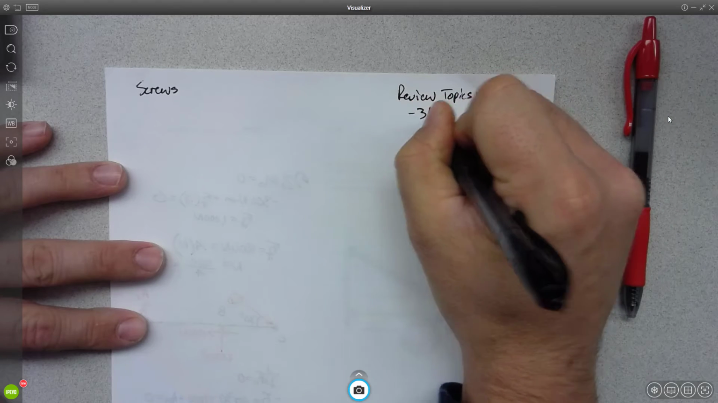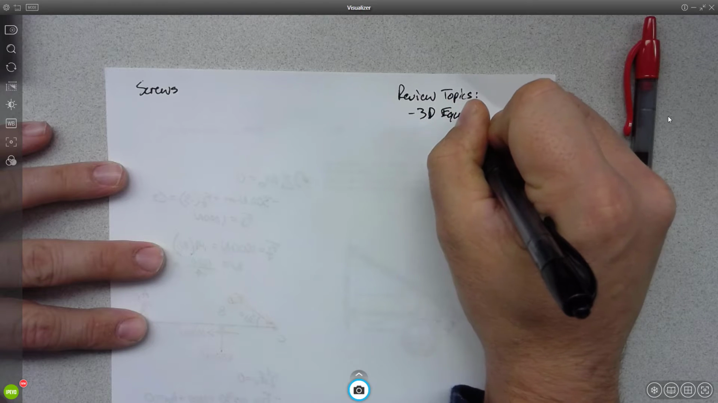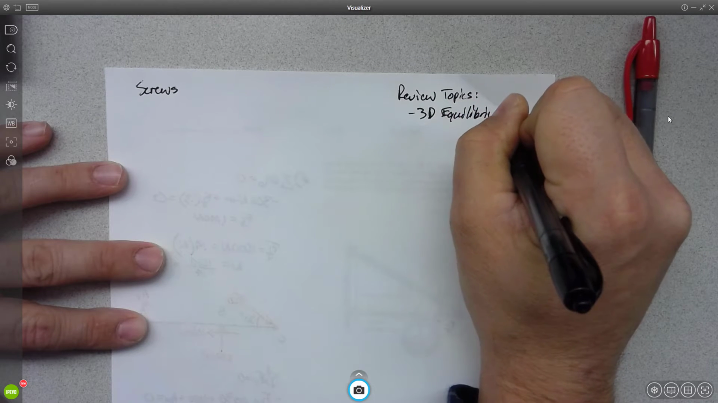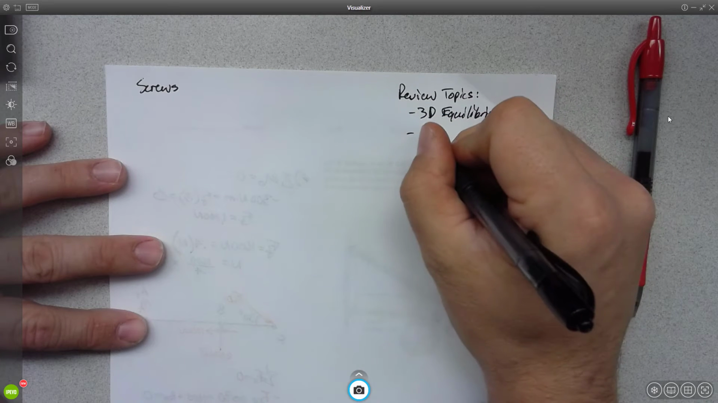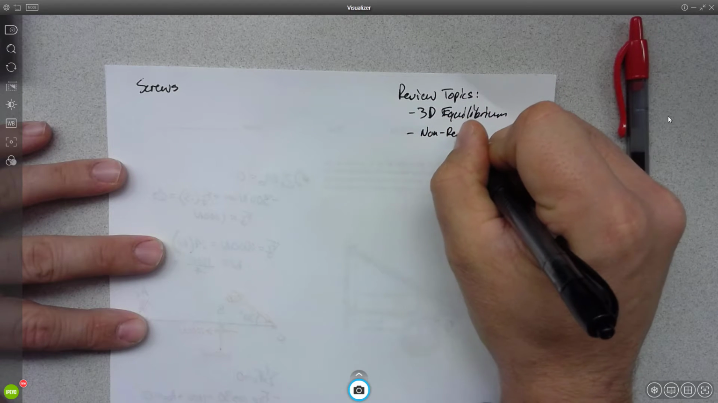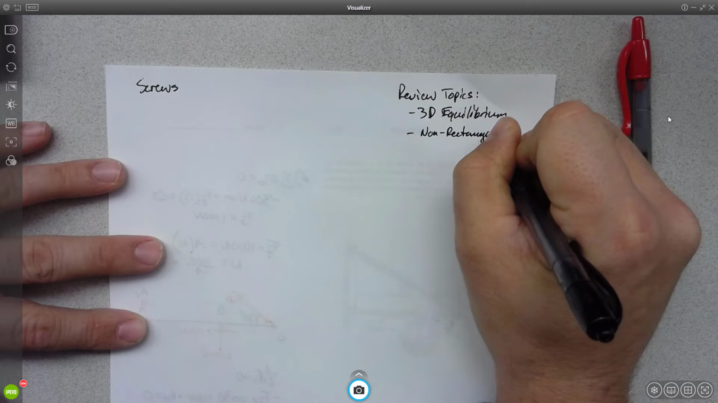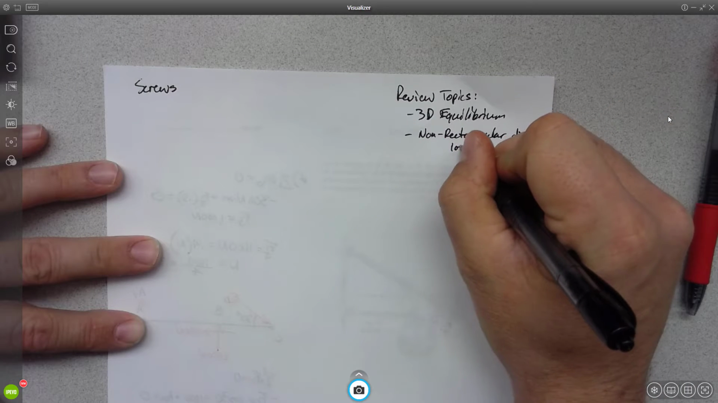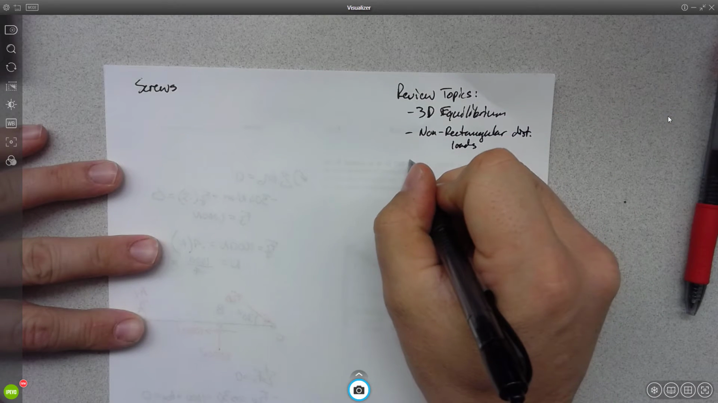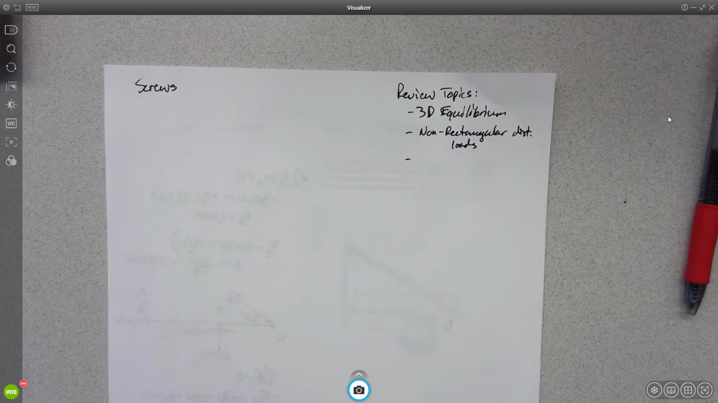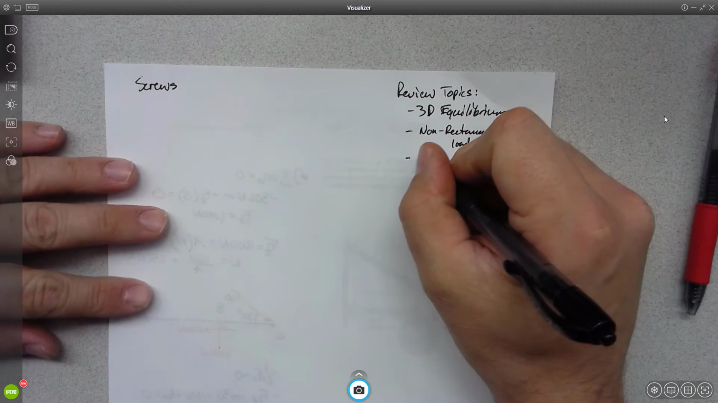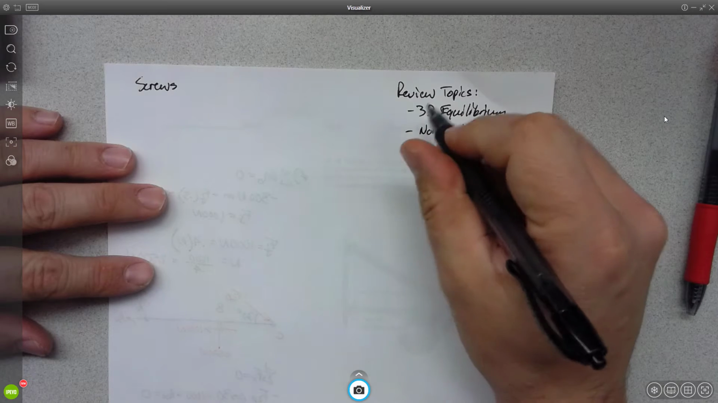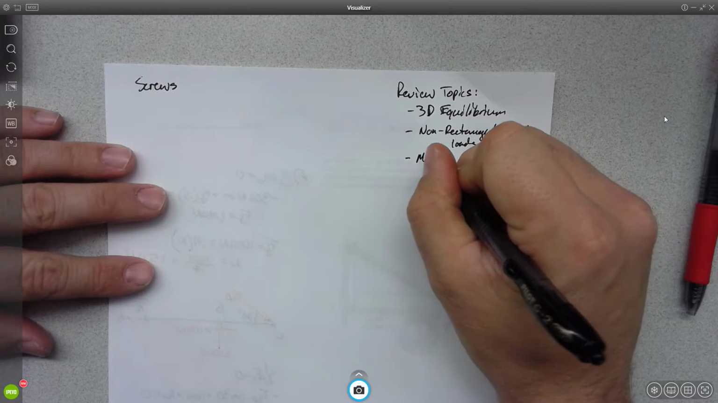I've heard 3D equilibrium. I've heard non-rectangular distributed loads. And there's one more. Yes, thank you. What do we want to call that? Moment about a specified axis.